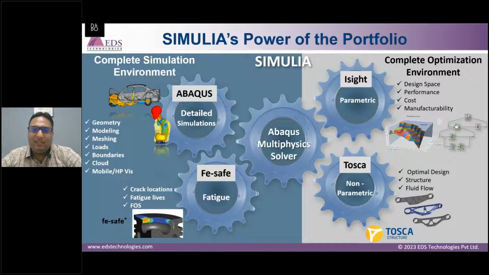Then we have fe-safe. What it does is it basically works on fatigue and durability analysis, where a crack is present and how the fatigue analysis can be done. It can all be done in fe-safe. Then we have Tosca, in which non-parametric optimization can be done, such as for your optimal design, your structure, your fluid flow. So this was the brief introduction about SIMULIA and what the portfolio does.